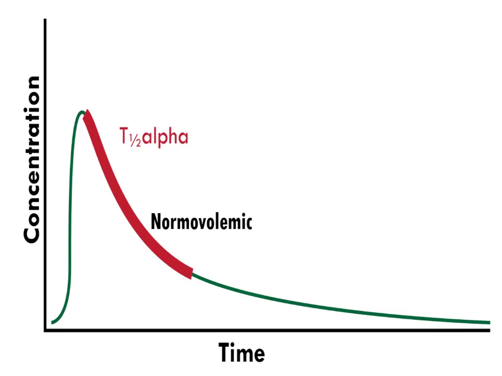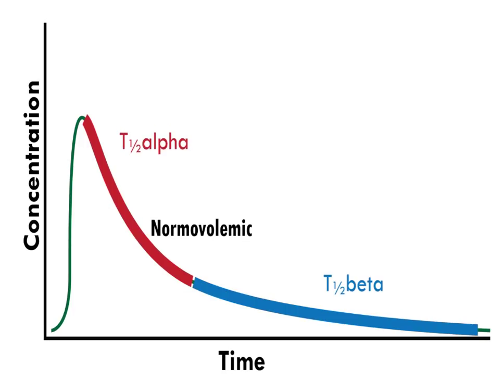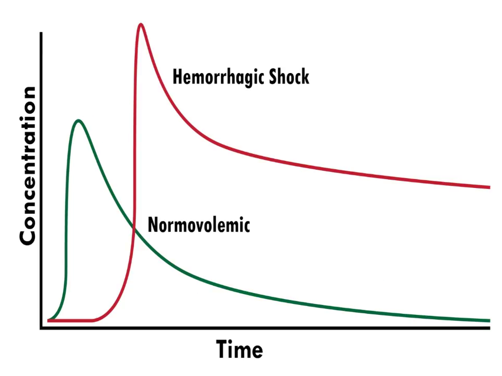And then, as you notice, the concentration kind of tails off over time. And this is due to the T1/2 beta, which is actually the metabolism and clearance of the drug from your body. Now, let's take, for instance, the situation of a patient that's in hemorrhagic shock. Okay, so here's our patient in hemorrhagic shock, and you'll notice a couple things about the differences between the kinetics, the difference between these two lines.